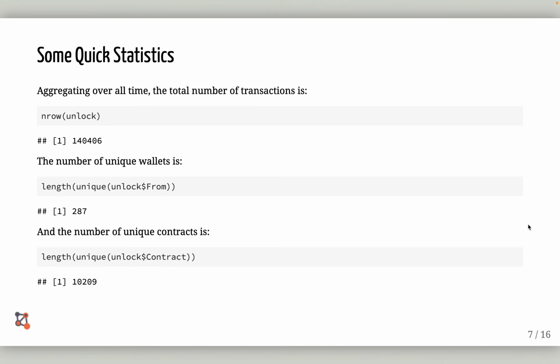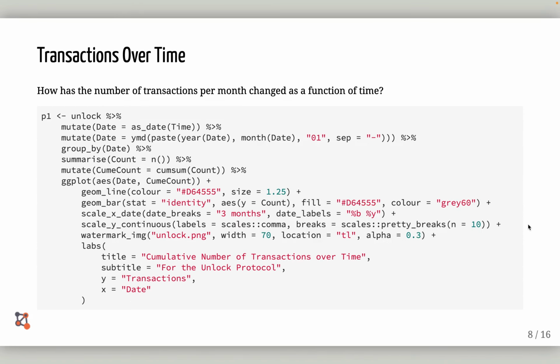Okay, so now let's go beyond just looking at aggregates. We thought it might be interesting to see how the number of transactions per month has changed as a function of time. What we're doing here is a pretty standard date manipulation routine that we often use when aggregating time series data. We're taking the block time timestamp fields and rounding or converting them to month.